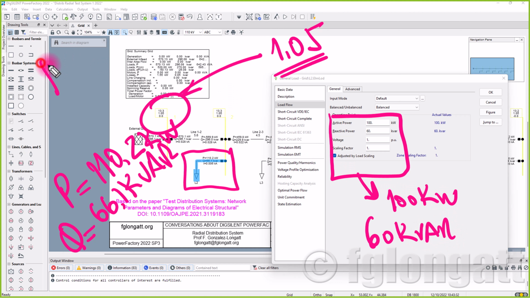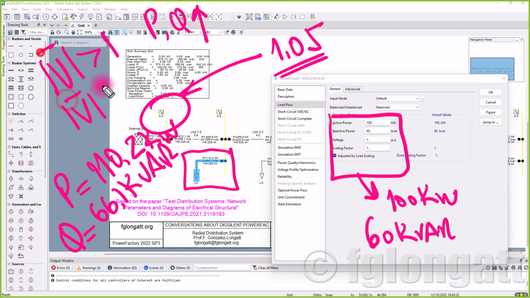Conclusion: if the voltage at the connection point is larger than 1, P and Q will increase. But if the terminal voltage is below 1, P and Q will reduce. Beautiful. Of course, this conclusion is only valid for constant impedance. And you will be doing something similar to this in your assignments, okay?